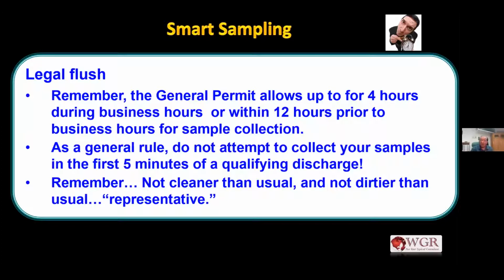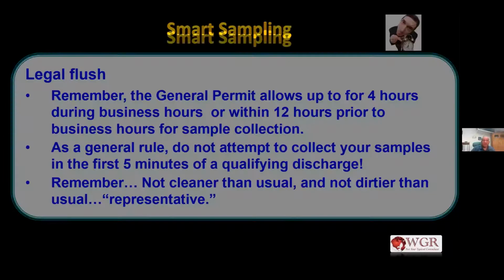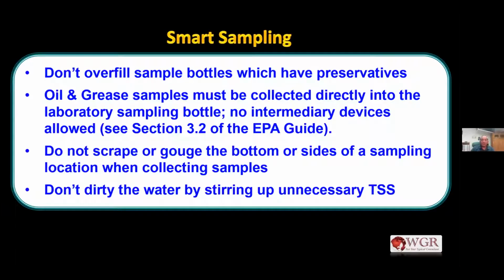Remember, you don't want it cleaner than usual, but neither do you want it dirtier. You want representative. The water that leaves your property, you need to grab samples that represent what your industrial activity does, not what everybody around you does. So when you grab samples, try not to overfill your sample bottles, especially the ones with preservatives. Now you can overfill the plastic clear ones that have nothing in them, for example, the ones for total suspended solids. Because if you remember from part 2, we talked about the 3 basics: pH, total suspended solids, oil and grease. Total suspended solids has 0 preservative in it. So if you grab a sample and you overfill it, no big deal.